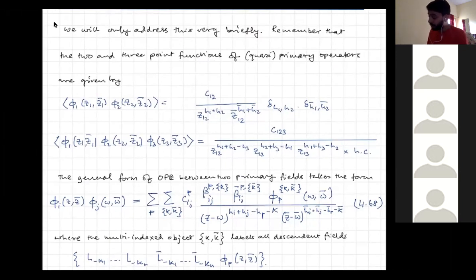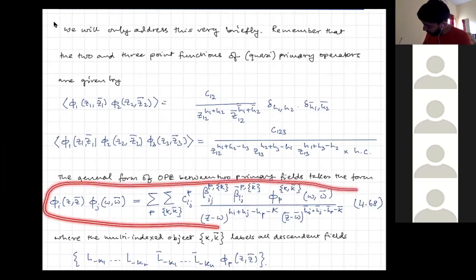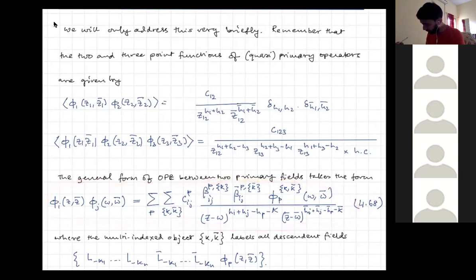Okay, now the general form of an OPE between two primary fields will take this rather ugly looking form. This is given by this. So you see that I'm summing over all the primaries in the theory. This is sort of the general thing, and I have separated out the factors in front of it in a certain way.